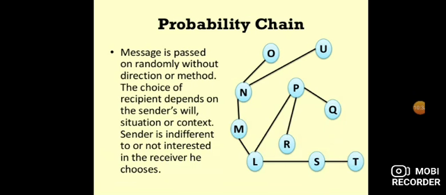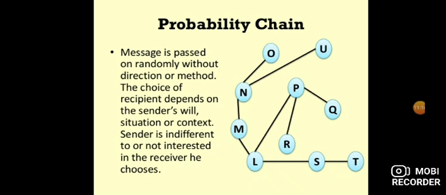Then probability chain. In a probability chain, the message is passed on randomly without direction or method. The choice of recipient depends on the sender's will, situation, or context. Suppose lots of persons, or innumerable persons, have come in contact with a person who is having the information, but it will depend on the intention and will of the speaker with whom he or she is going to share the information.